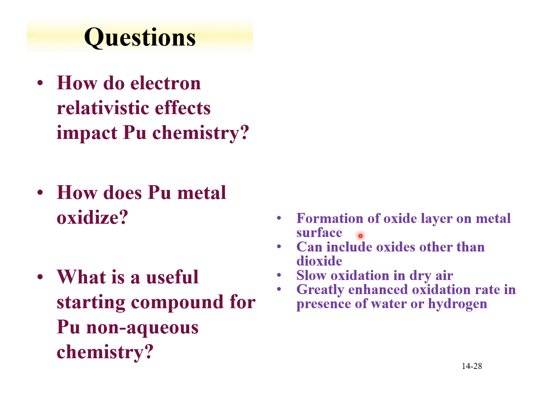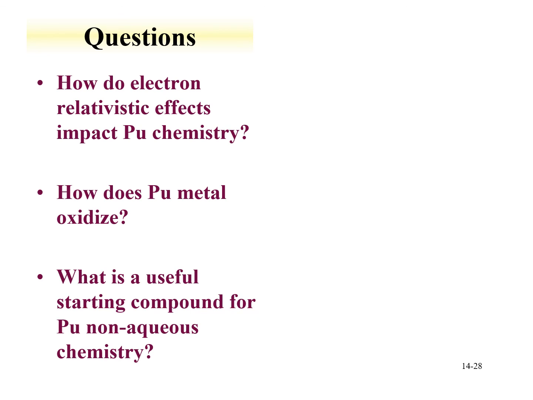These oxides can be other than the dioxide, so the trivalent oxide can also form. There's also some trends. For instance, there's slower oxidation in dry air, or if you form the hydride, which can be formed with obviously with hydrogen presence, or also the presence of water with radiolysis forming hydrogen, you can get a much greater oxidation rate in the presence of the plutonium hydride species.